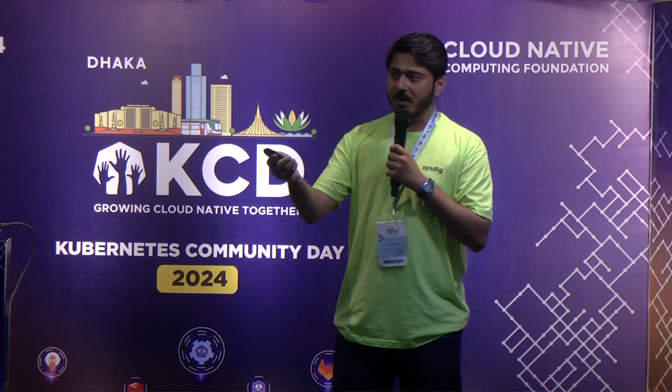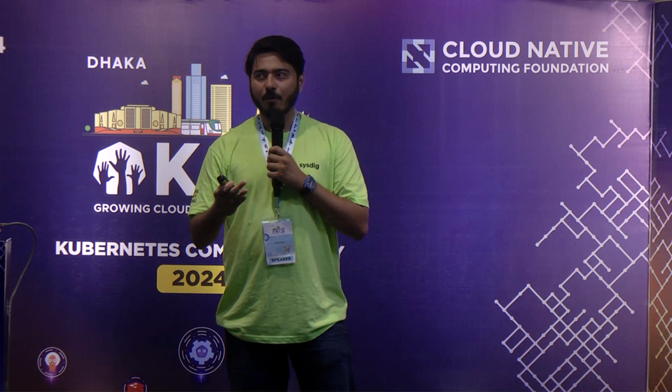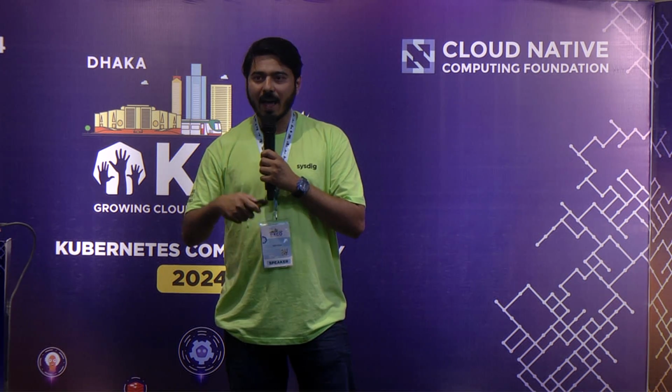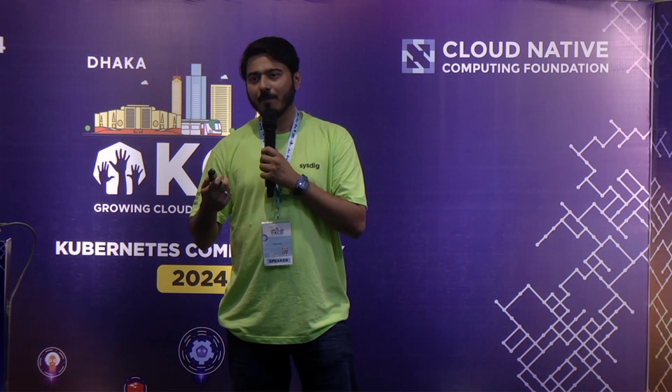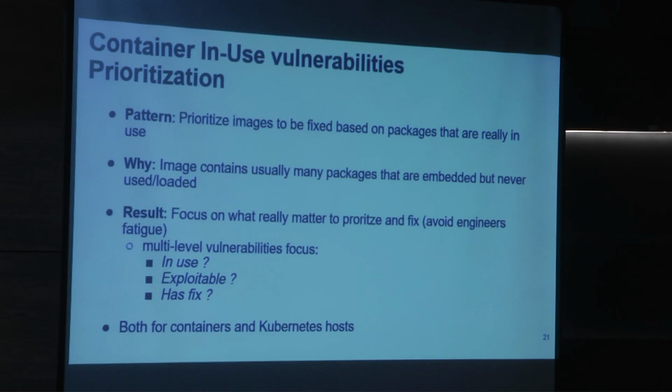Multi-level vulnerability focus. So what we do is that firstly, we filter in use. So out of 100, only 15 are in use. How many of those 15 are exploitable? Maybe just 7 of them, half of it. How many of those 7 has a fix? Maybe just 2 of them. So you just have to fix 2 vulnerabilities and understand that your image is just running fine.